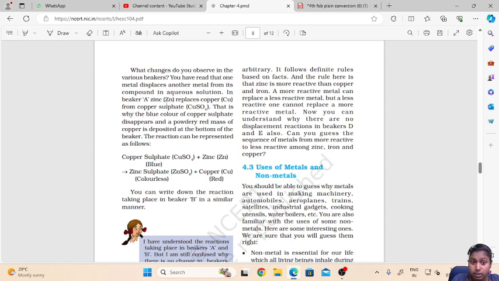So when we mix zinc granules with copper sulfate, the blue color of copper sulfate disappears and a powdery red mass of copper is deposited at the bottom of the beaker. Copper sulfate solution has a blue color. When we add zinc into it, zinc replaces the copper. When copper is replaced, the blue color disappears and a red powdery mass forms at the bottom, which is the copper replaced by zinc.